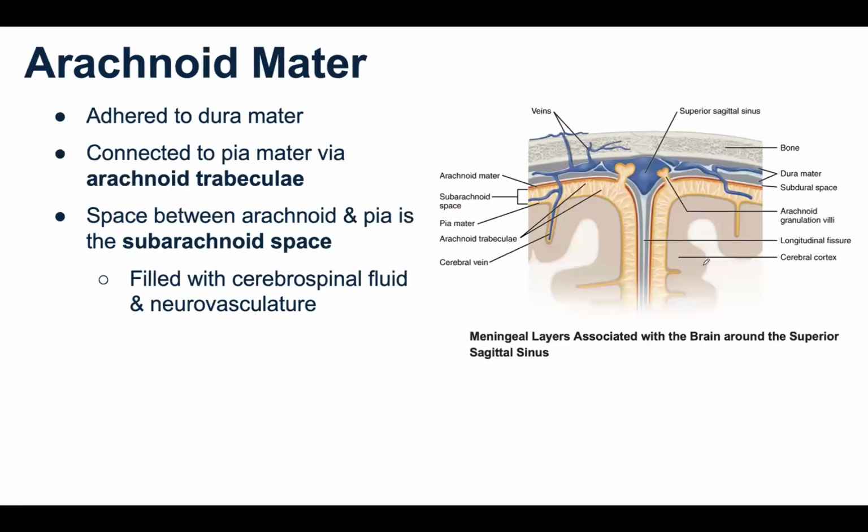All right, let's take a break from the dura mater and discuss the other two meninges. So that intermediate meninges is the arachnoid mater. It is adhered to the dura mater, and it's going to be connected to the pia mater via these arachnoid trabeculae. These are these spider-like extensions of the mater that will traverse the subarachnoid space, which is going to be that space between the arachnoid mater and the pia mater. And the subarachnoid space is an important area. It's going to be filled with cerebrospinal fluid. You'll also have neurovasculature traversing the space.